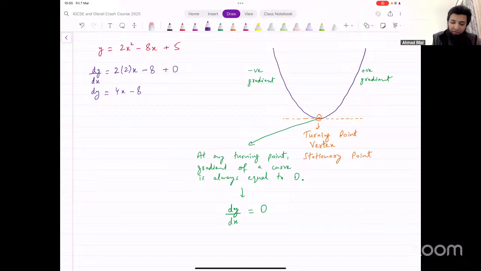That's dy over dx. And now what you do is you put dy over dx equal to 0. Why are we doing this? For finding the stationary point.